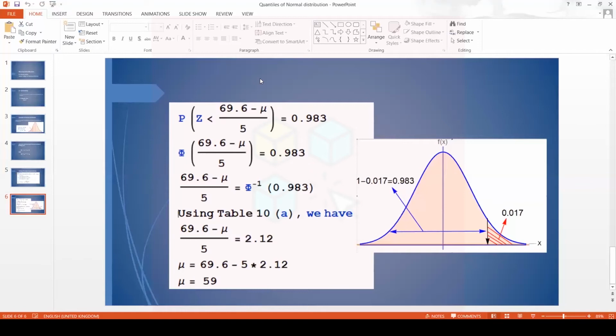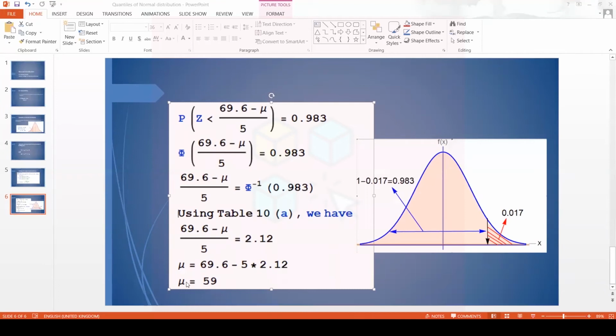For example, I am drawing here one more scale, and this scale is used for the z. So the point on this number line is, for example, this one. So this point on the number line is 69.6 minus mu over 5. Because mu is unknown, we have to write as mu, and sigma is given as 5. So this point is on the z scale.